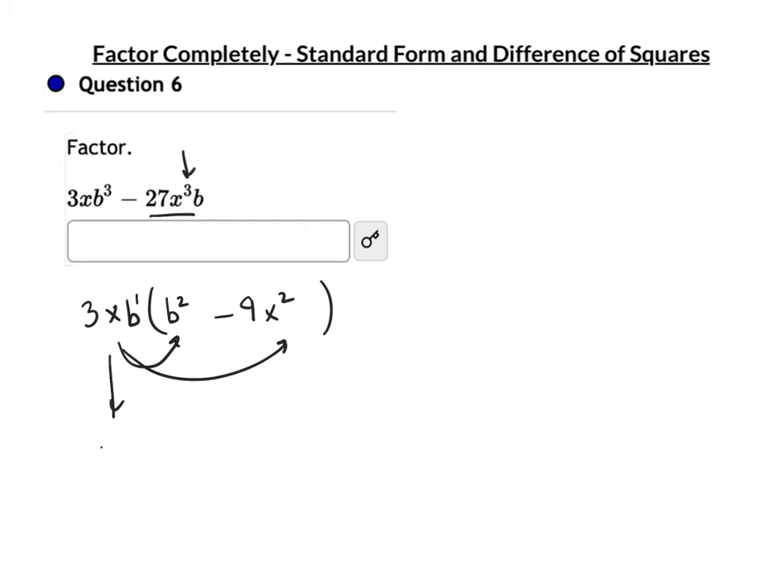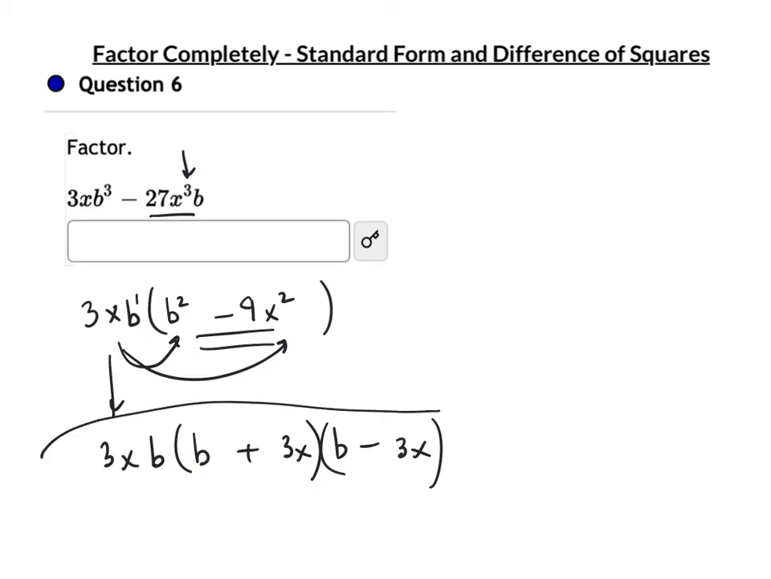Bring this down as part of the answer, 3xb. This is a difference of squares right there. b times b makes b squared. 3x times 3x makes 9x squared. It's negative 9. It's got to be a positive 3 times a negative 3. And all of this is my answer.